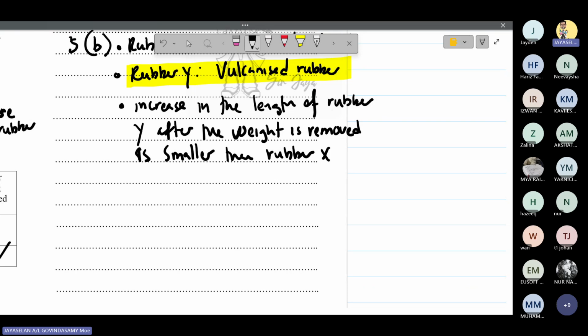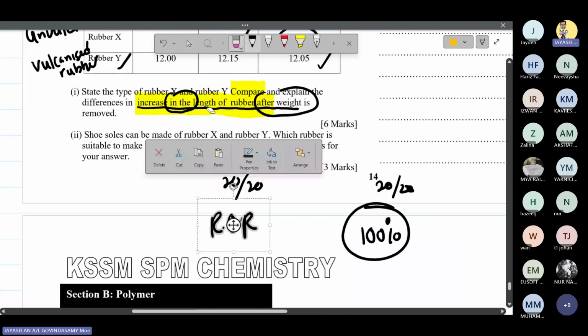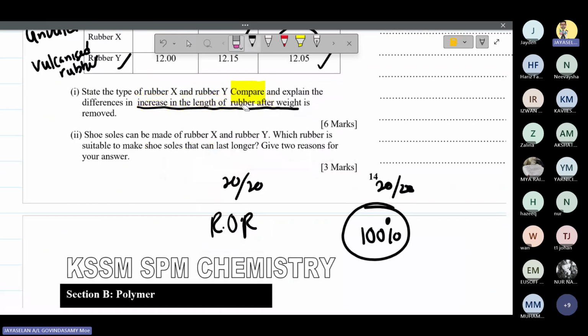Any question? Okay, then you guys put here one more point: rubber Y is more elastic than rubber X. Satu markah. Any question? Okay, then explain. Dia minta kamu explain atau tengok. Tengok balik soalan, they ask you to explain or not.